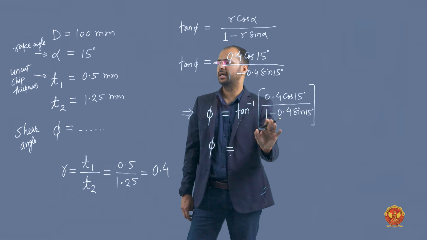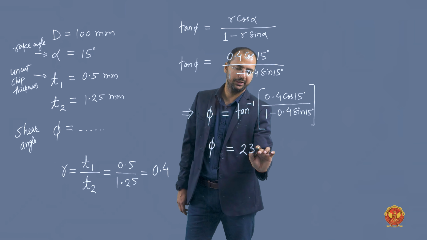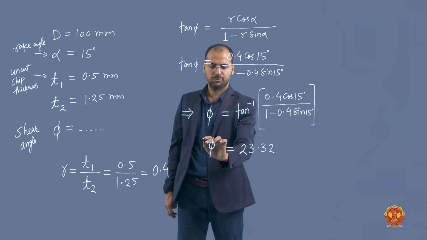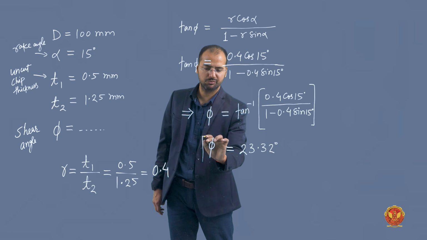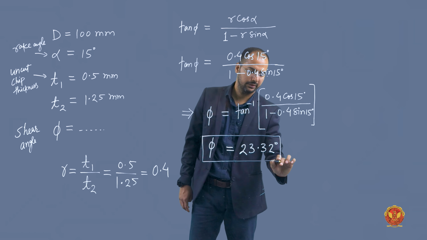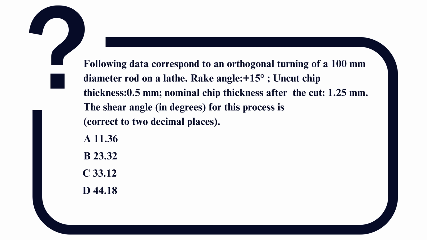After the calculation with the help of a calculator, we will get the value as 23.32 degree. So this will be the shear angle in this orthogonal cutting operation. So option B will be the correct answer, 23.32 degree.